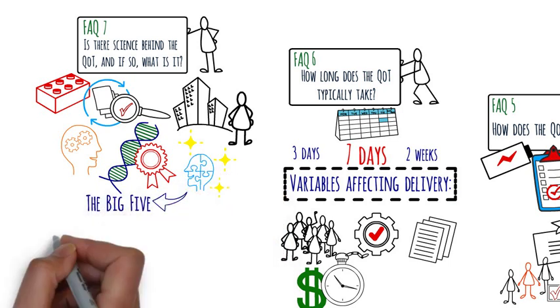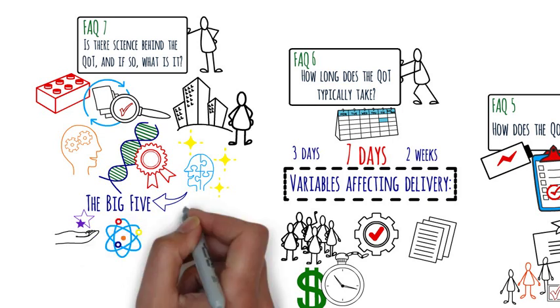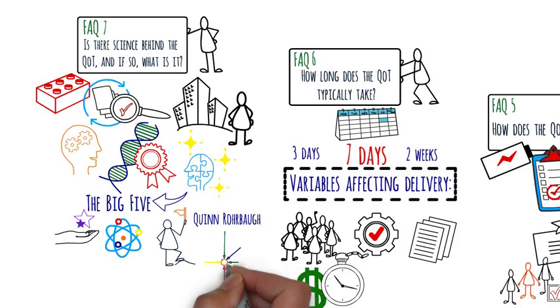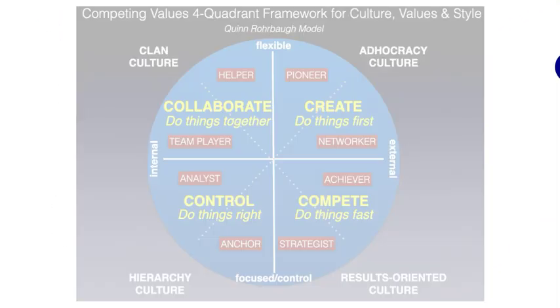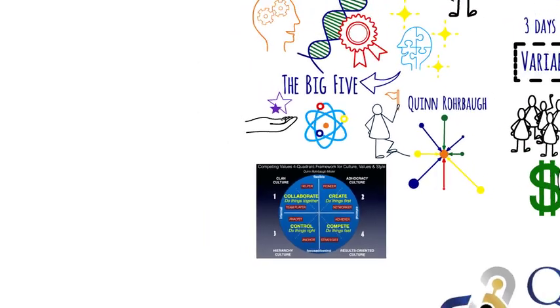For company team values and culture, the science used as the basis for the QoT assessment was pioneered by Quinn and Rohrbach, who created the Competing Values Framework. This framework divides culture into 4 quadrants: cultures that are either collaborate cultures that value doing things together, create cultures that value doing things first, control cultures that value doing things right, or compete cultures that value doing things fast.